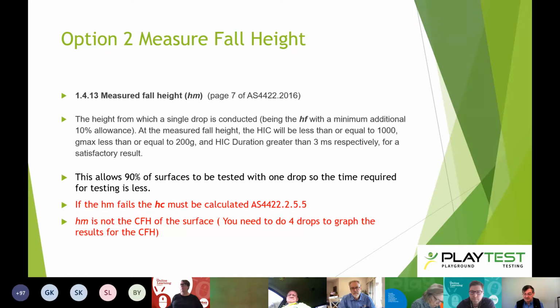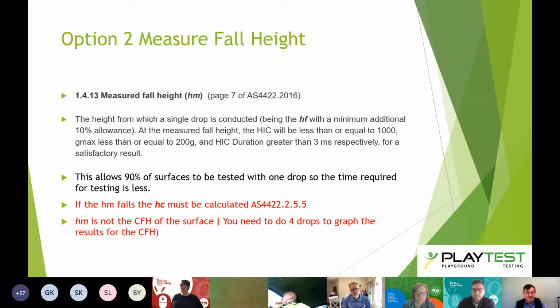And a lot of the time, about 99% of the time when it might fail on the 1 drop method, it will pass on the 4 drop method. It might end up being the same height as the free height of fall, or the critical fall height, or just a fraction over, like 50 mil over. But a lot of the time it does pass.